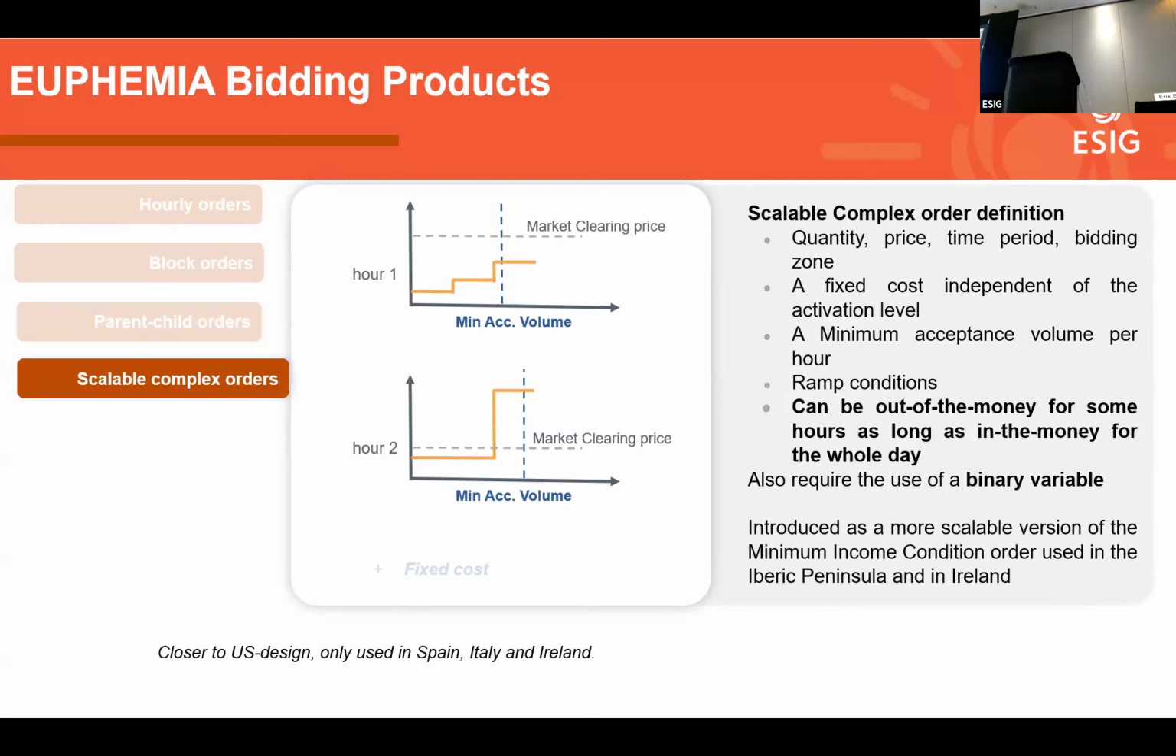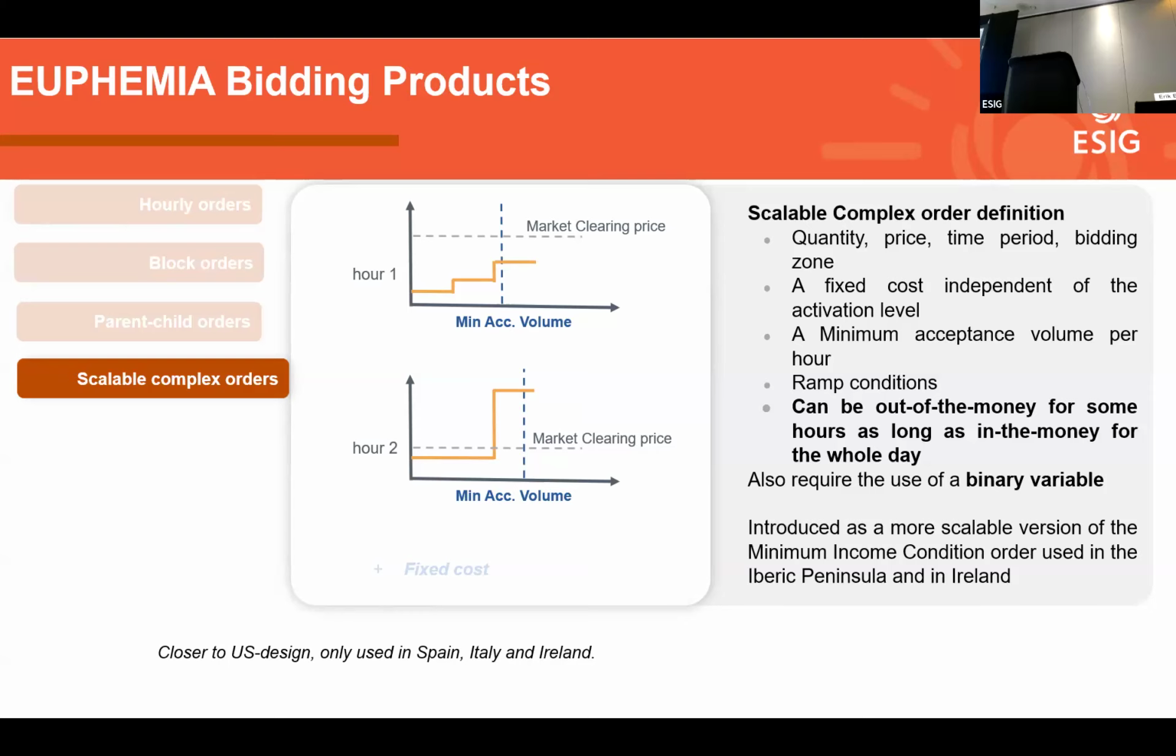And then we have orders which are more similar to what you have in the US, scalable complex orders. There, they are represented with a fixed cost, quantity and price, and also time period, but that's the case for every order in practice. So the fixed cost is independent of the activation level, and what does it represent? It really represents the startup of the power plant.